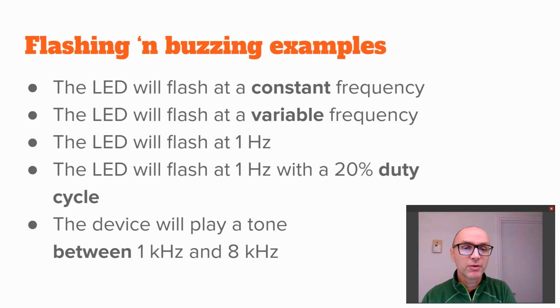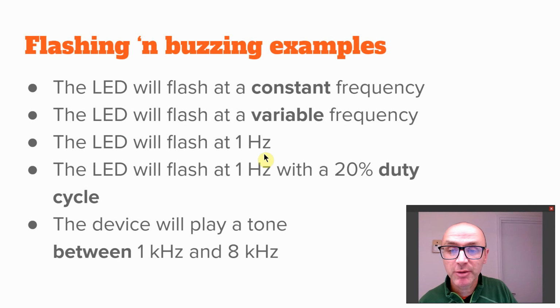You could also say that it would flash at a variable frequency. So that's not going to be subjective. It either maintains the same frequency or it doesn't. So if you say it's variable and then you make it variable, then you've met that point. You could be specific and simple. You could just say the LED will flash at 1 hertz. That's easy to test as well.